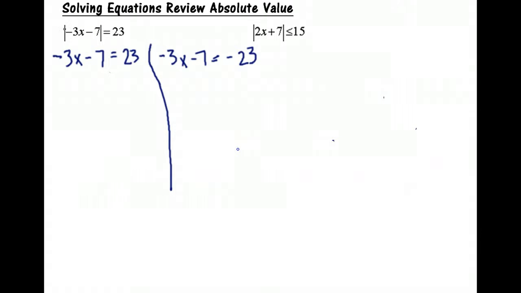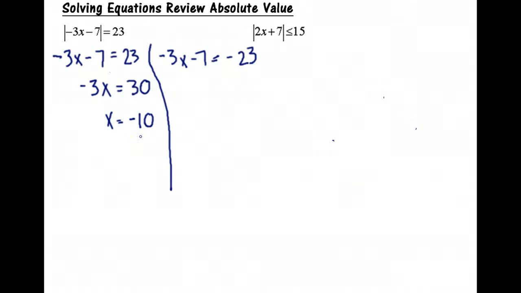Once we get the absolute value by itself, then you just set it equal to the positive 23 and the negative 23. So when I solve these and I add 7 to both sides, I have negative 3x equal to 30. And that will be true when x is negative 10. So there's half of our solution.